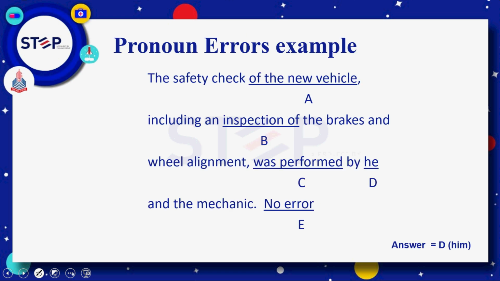Pronoun error examples. The safety check of the new vehicle, including an inspection of the brakes and wheel alignment, was performed by he and the mechanic. A very important rule. By is a preposition, and after a preposition we use object case him. Object case of pronoun after a preposition. So the answer is D.